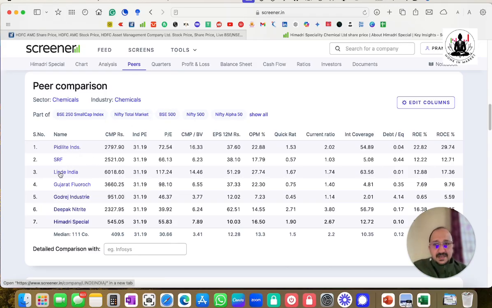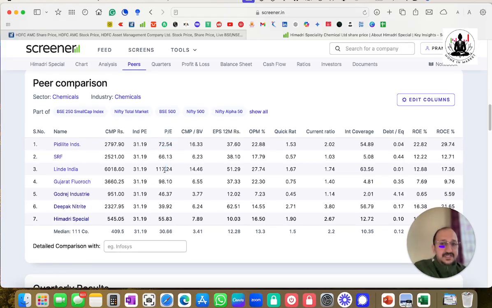Now these are Pidilite, SRF, Gujarat, Godrej Industries, Deepak Nitrite, and Himadri Specialty. So these are the companies. So these are the market prices of the shares. So 2,000, 2,500, 6,000. So quite costly companies as well, right? Industry PE for this sector is 31. Everybody, so this is 31. 31 is the ratio. Now PE as compared to industry, let's compare this now, guys.